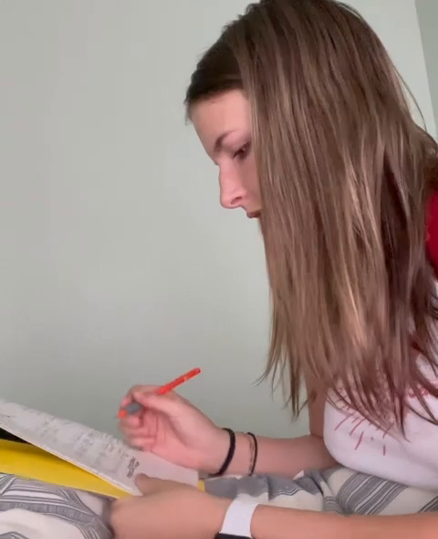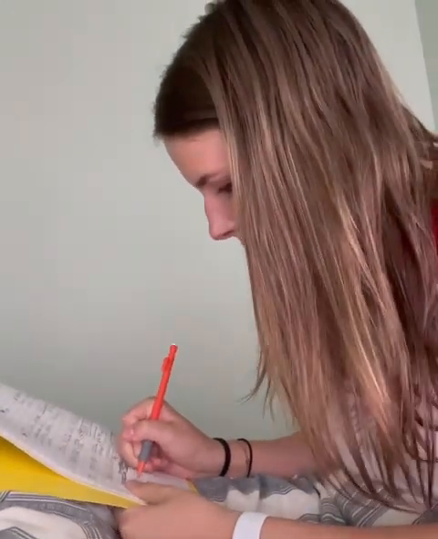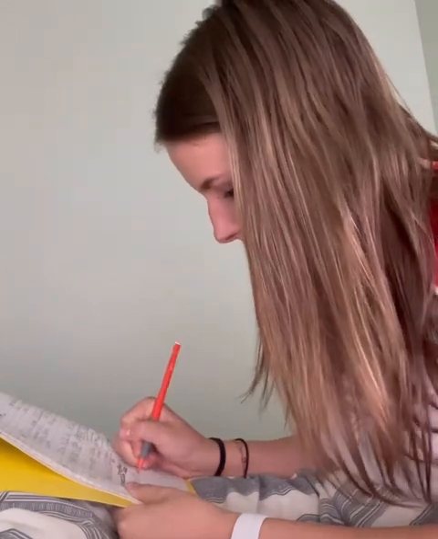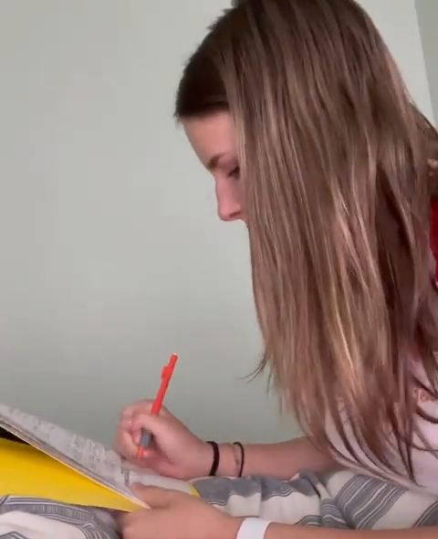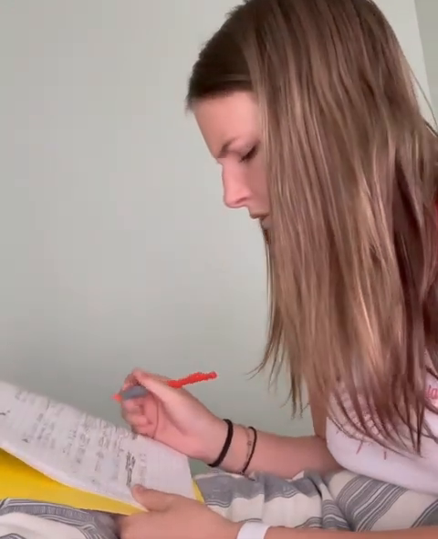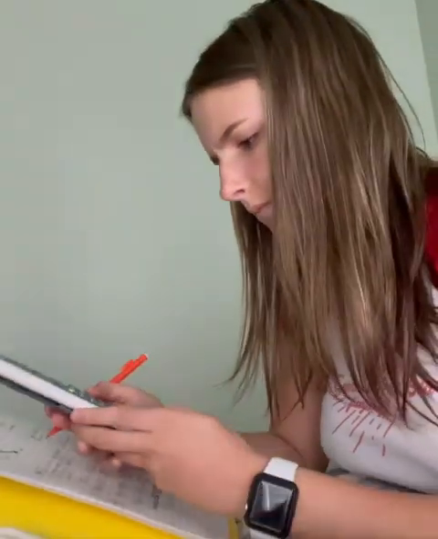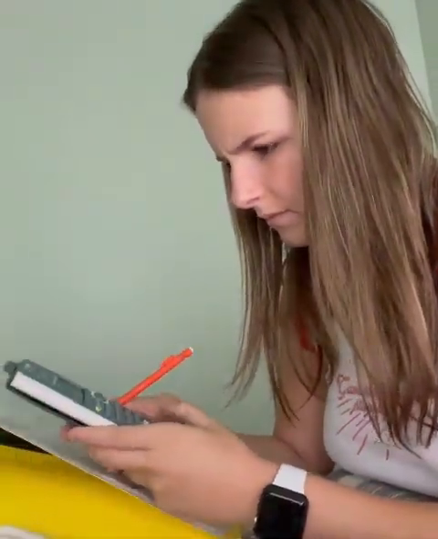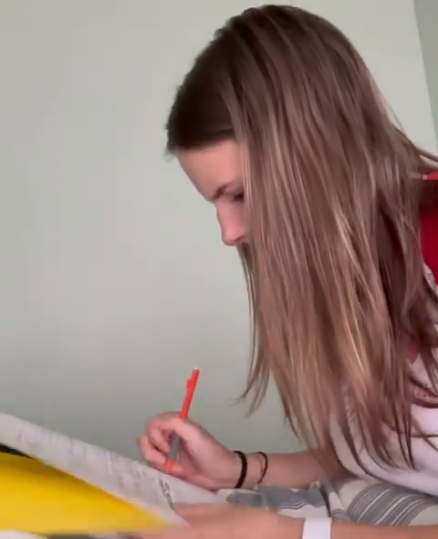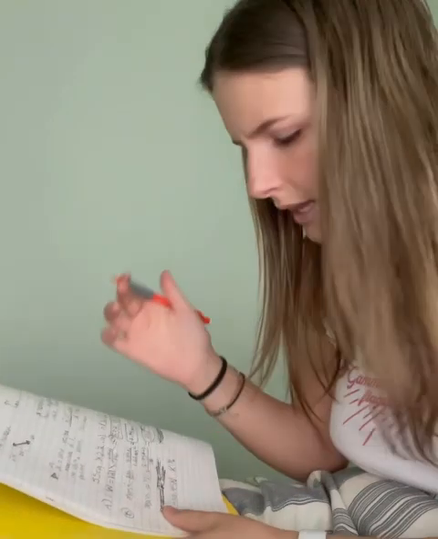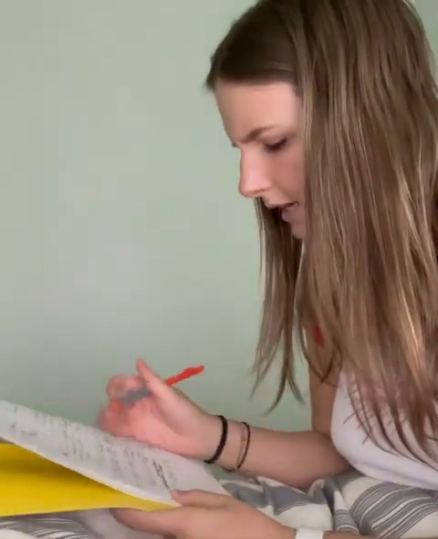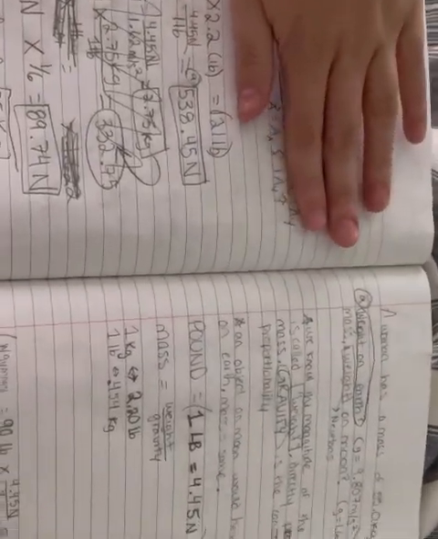So if her weight on Earth is 538.45 newtons, we multiply that by 1/6, which is 0.16 repeated. Let's multiply that by 538.45 equals 89.74. And I actually just checked my answer, and this part isn't from today.